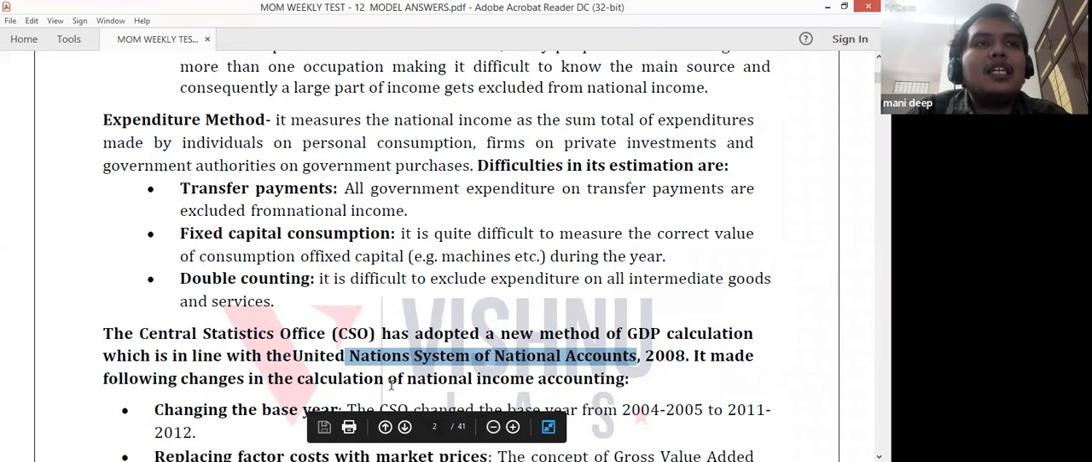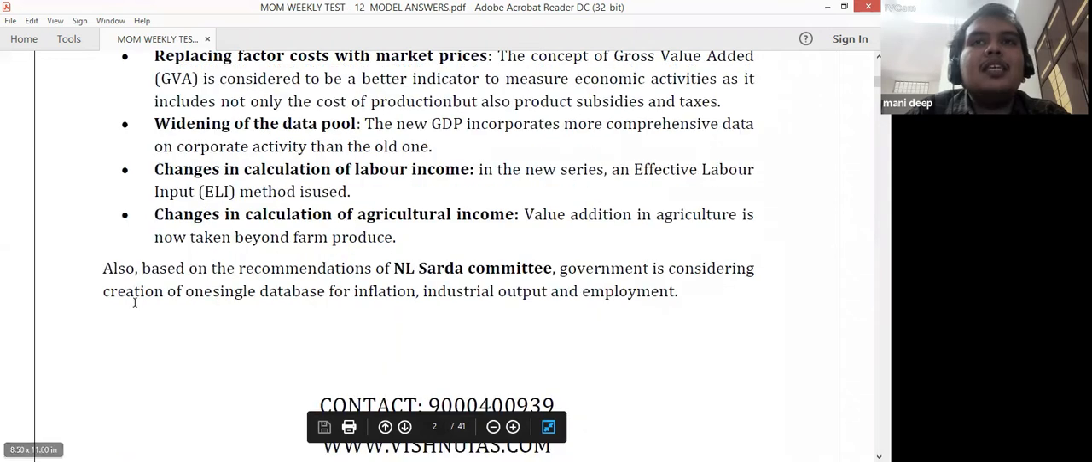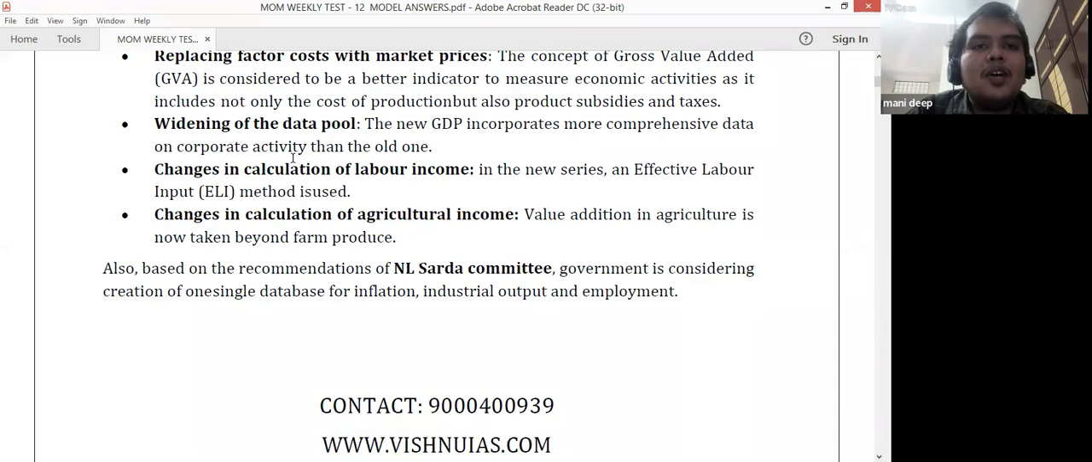In the first part, what they did is change the base year. When you change the base year, the inflation effects will be very much reduced. The second thing is the widening of the data pool. As you have seen in all the methods, you don't have accurate data. So the government is focusing on getting new data. For that, they are using data from MCA21, NSSO, the agriculture census, etc. Based on these systems, the government is trying to get the data. And third is the changes in calculation of agriculture income.